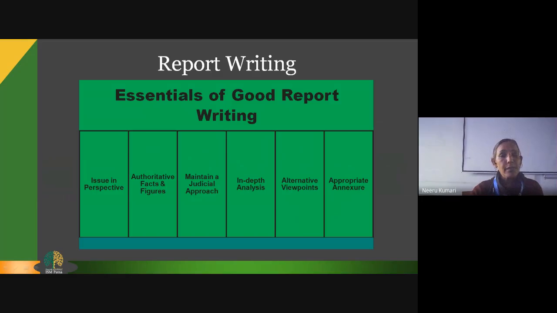So that's all in today's class. We are going to discuss the collection of data. What are the ways in which the data could be collected? This we are going to discuss in our next class.